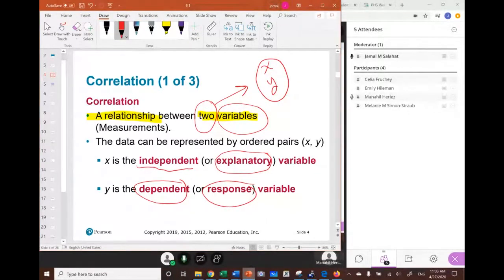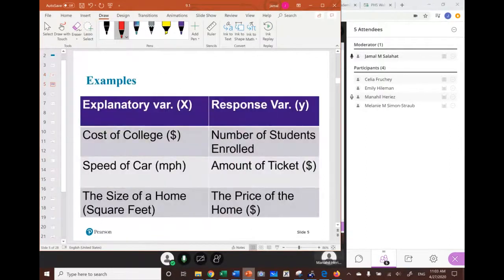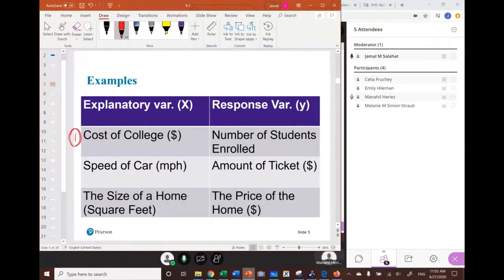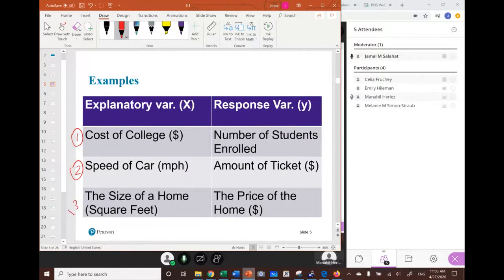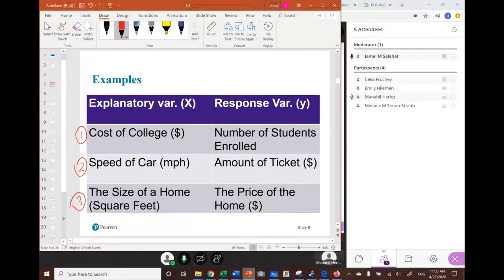Just to give you an example, or many examples of those things, here are three examples: example 1, example 2, and example 3. In example 1, we suspect there is a relationship between the cost of a college and the number of students enrolled. The cost in this case is expressed by variable X, and the number of students is expressed by variable Y.